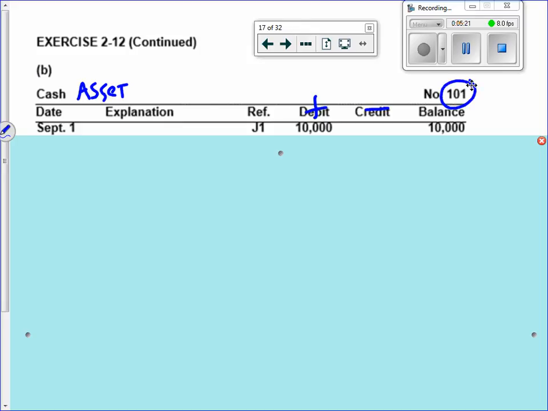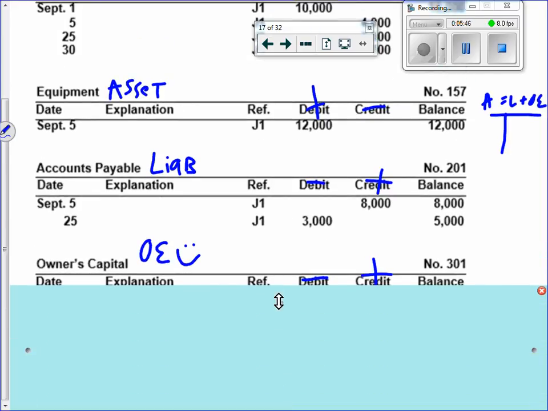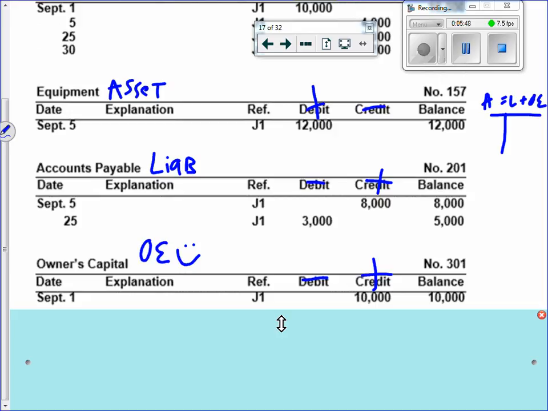101. What are we going to do with that 101? We're going to bring it back to that post reference. I'm going to skip that just so we can be more productive here. Okay, I see a debit. We also had a credit to owner's capital. Looks like I'm going to have to just sit here because my screen needs scrolling. We had a credit to owner's capital, still on September 1, still pulling from J1 as a reference. We had nothing in the balance, so 0 plus 10,000 is 10,000.